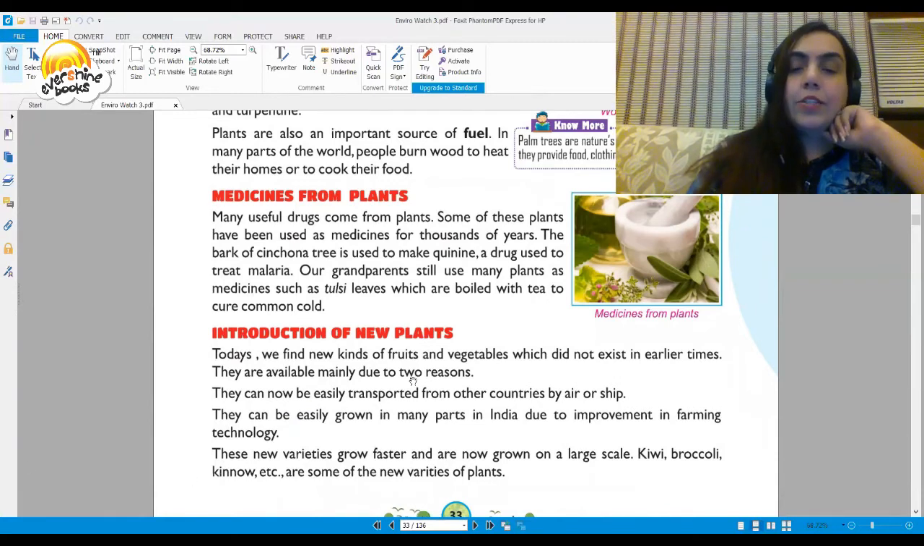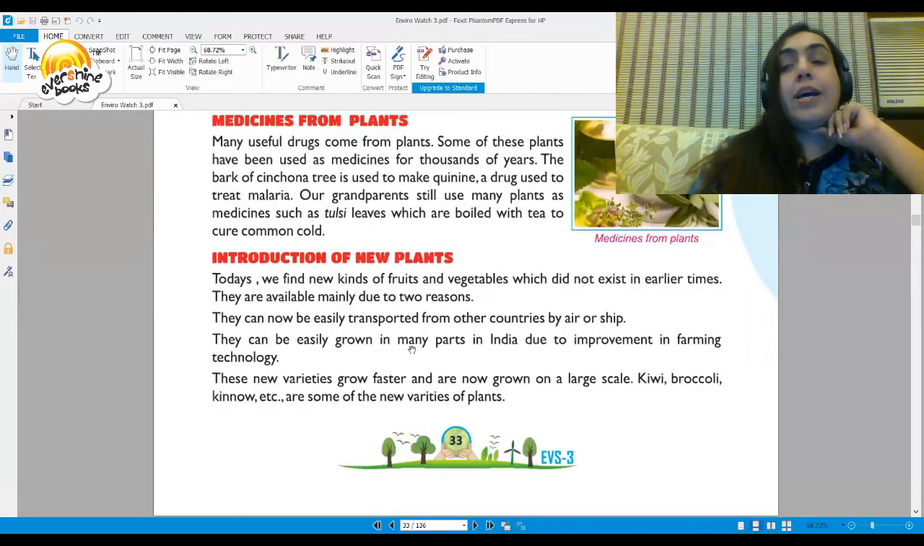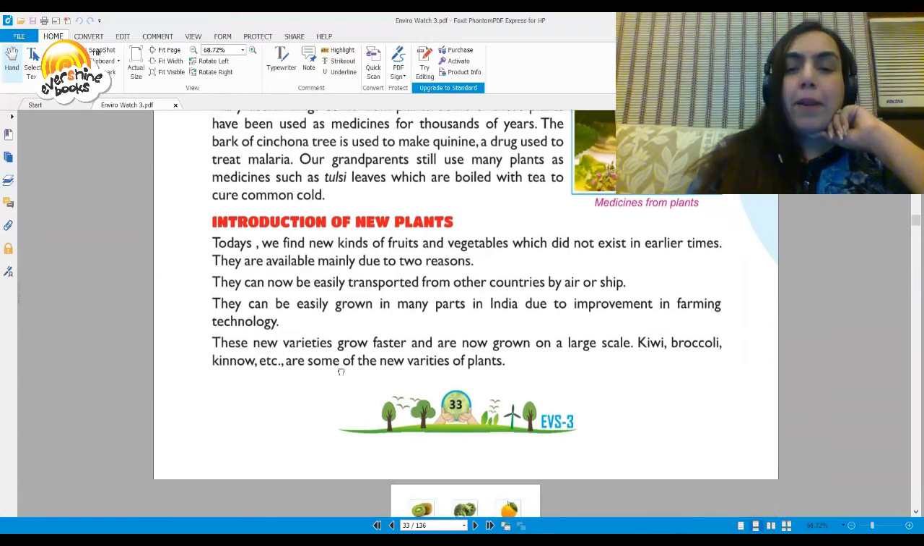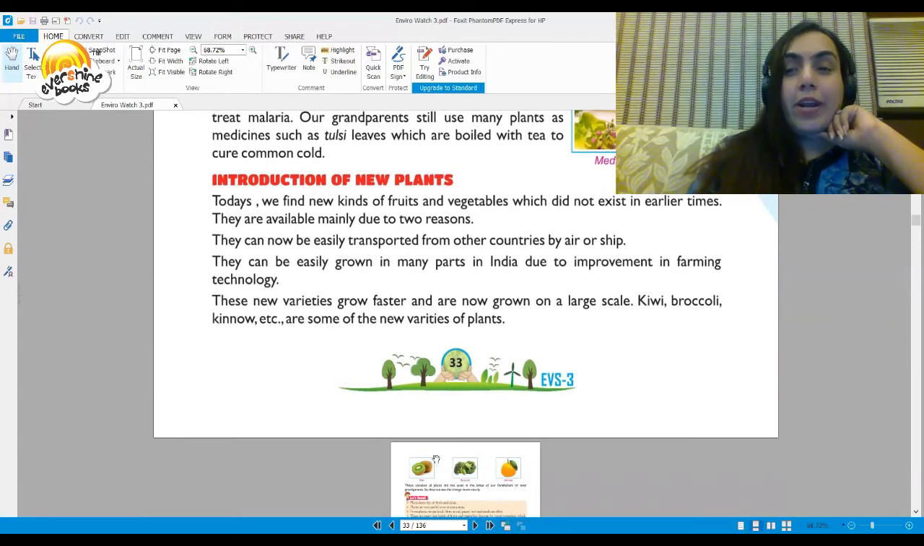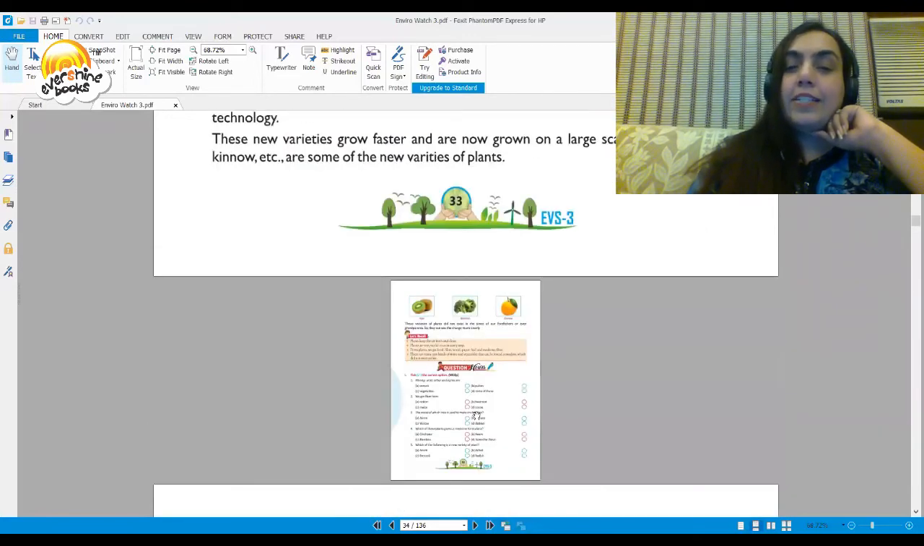These new varieties grow faster and are now grown on a large scale. Plants like kiwi, broccoli, and quinoa are some of the new varieties of plants. And if you ask your grandparents, they will tell you they did not have these plants during their times.